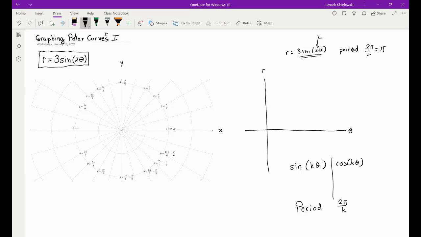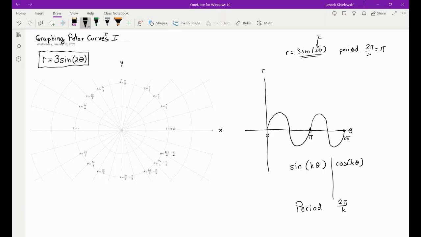Right, so what I can do is draw one period of a basic sine function, but that's going to be from 0 to pi. And then I can draw another one, a period of sine that goes from pi to 2 pi. And once I get to 2 pi, I know that I have enough graph to give me the correct polar curve in the xy plane.